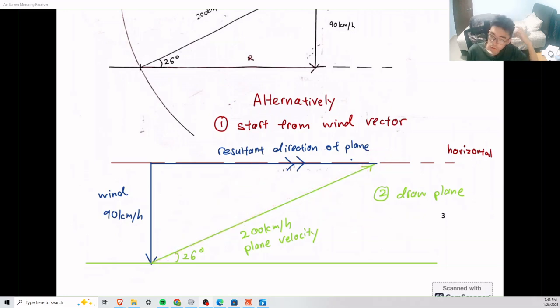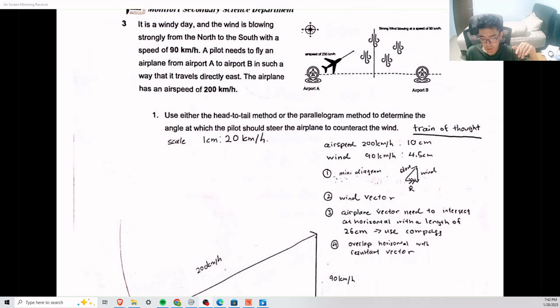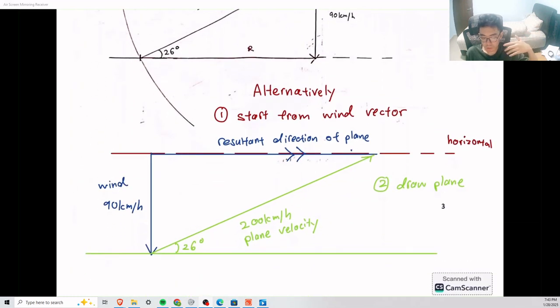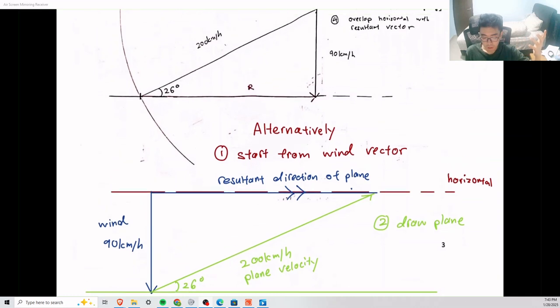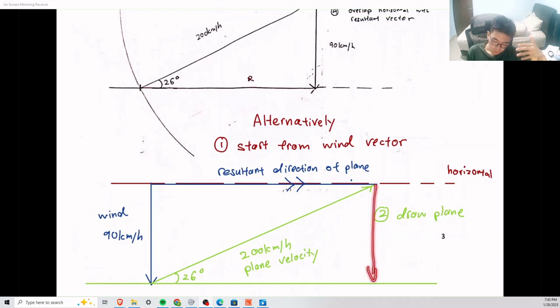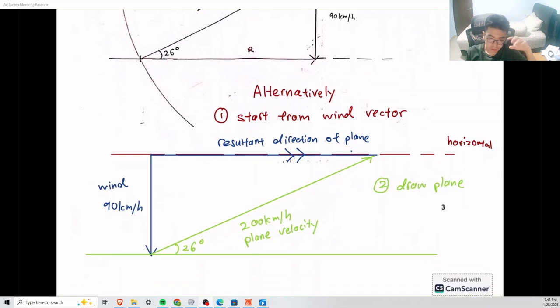Then after that you realize, which angle do I get? Some of you say, do I get this angle over here, or do I get this angle over here? Remember, you need to have the angle that is relative to one of the directions. In this case, it would be easier to get the angle from the horizontal reference. So 26 degrees from the horizontal. If you want, you can also put 64 degrees from the wind vector as well. Not an issue. But I hope that you can see the easier angle, which is 26.